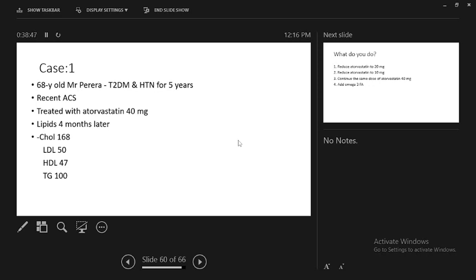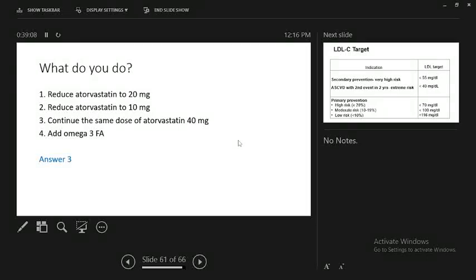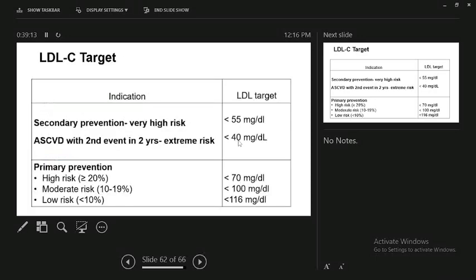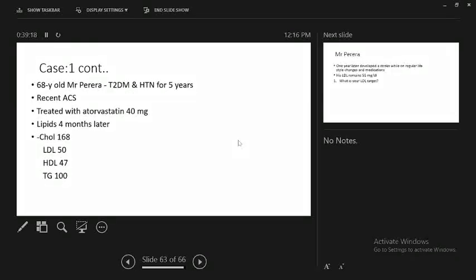This is Mr. Pereira, 68 years old, with diabetes and hypertension for 5 years. He has a recent acute coronary syndrome, treated with atorvastatin 40, and his LDL 4 months later is 50. So what do you do? Reduce atorvastatin to 20, reduce to 10, continue the same dose of atorvastatin 40, or add omega-3? So you know the answer now. You continue the same dose, as we have achieved the target of less than 55. And hope that you can remember this for after secondary events.